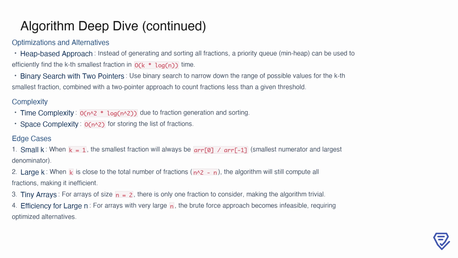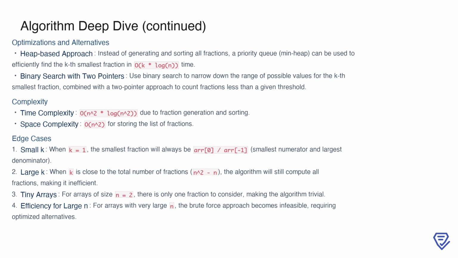One such alternative is the heap-based approach, which leverages a priority queue to efficiently find the kth smallest fraction. This method avoids generating and sorting all fractions, achieving a time complexity of k log n. Another optimization involves using binary search combined with a two-pointer technique. Here, we narrow down the range of values for the kth smallest fraction through binary search, while two pointers help count fractions below a given threshold. These optimizations drastically reduce the computational load.